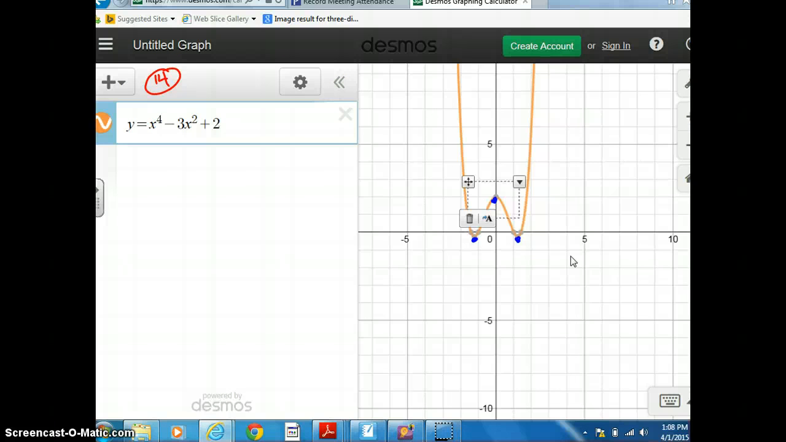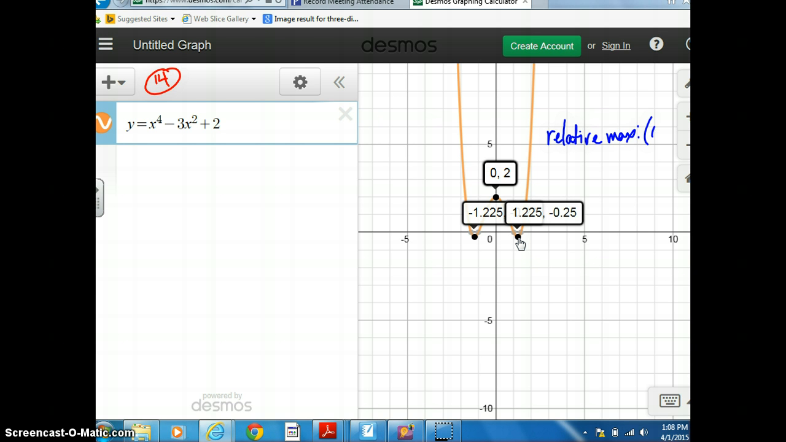If you look at the coordinates, clear those out real quick. We have a maximum at 0, 2. But it's not the highest point. So this is called the relative max. And it's at 0, 2. And then we have 2 minimum points. They both go down the same amount. So this is actually an absolute minimum.